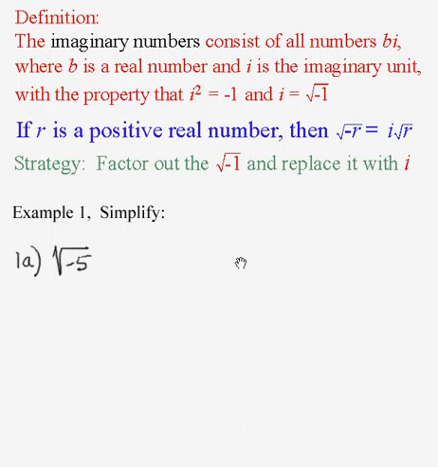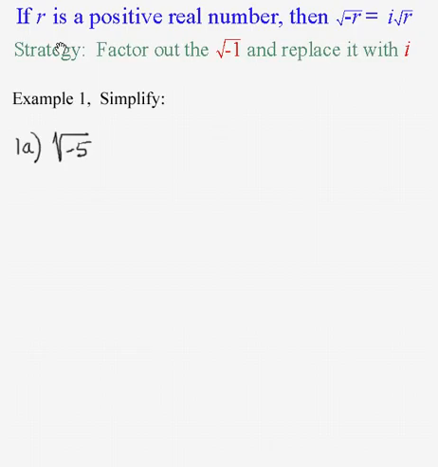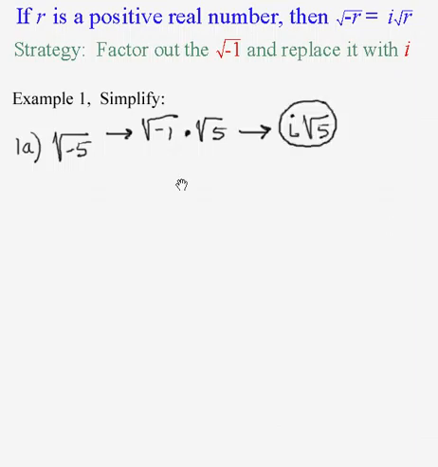So let's look at a numerical example of that. According to our strategy here in green and our property here in blue, for the square root of negative 5, we're going to factor that out as the square root of negative 1 times the square root of 5 using our product property of radicals. And then the square root of negative 1, we're going to replace with i. The square root of 5 cannot be simplified any further, so the square root of negative 5 in the imaginary number system is written as i times the square root of 5.